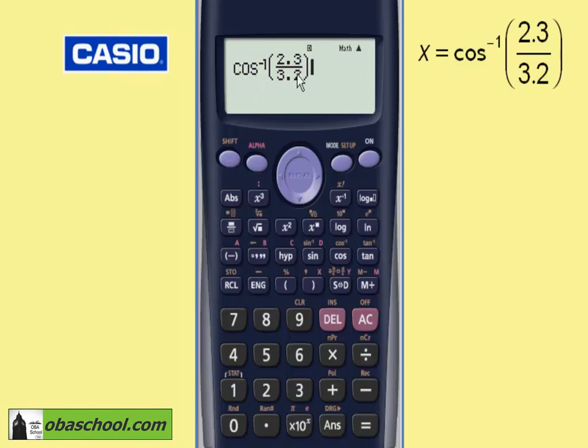But note how this looks exactly the same as what we wrote down here. If we press equals, we get the same answer. So we have the choice here of writing 2.3 divided by 3.2 or of using the fraction button.